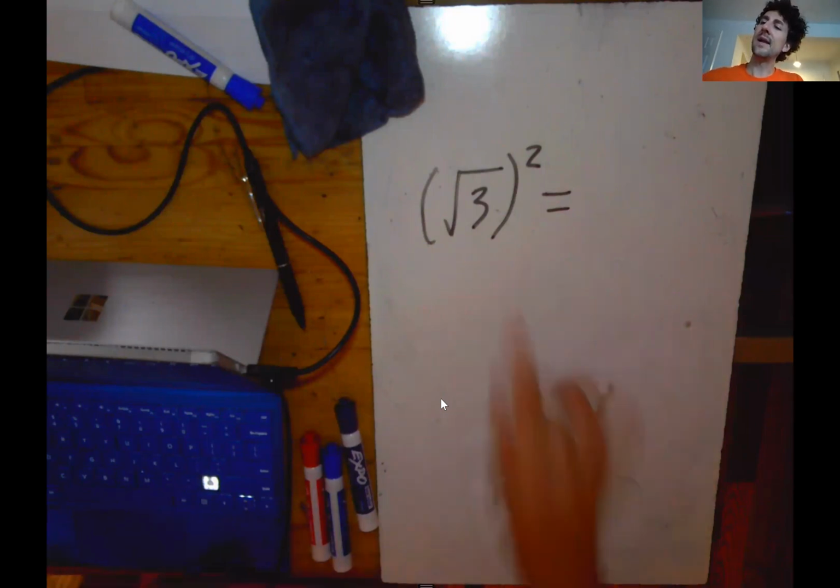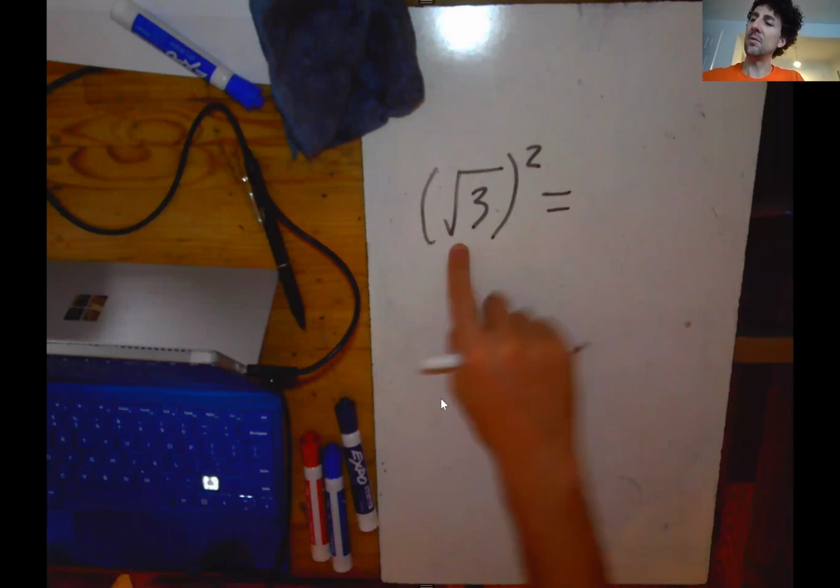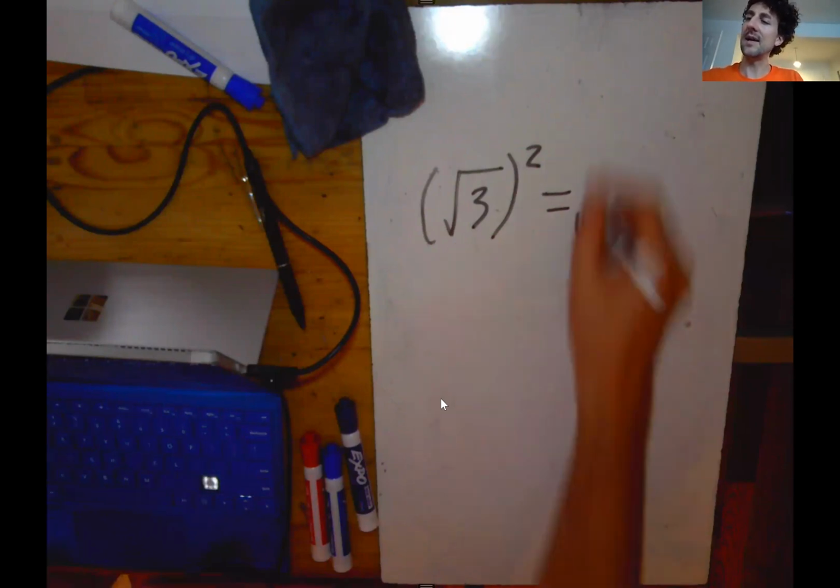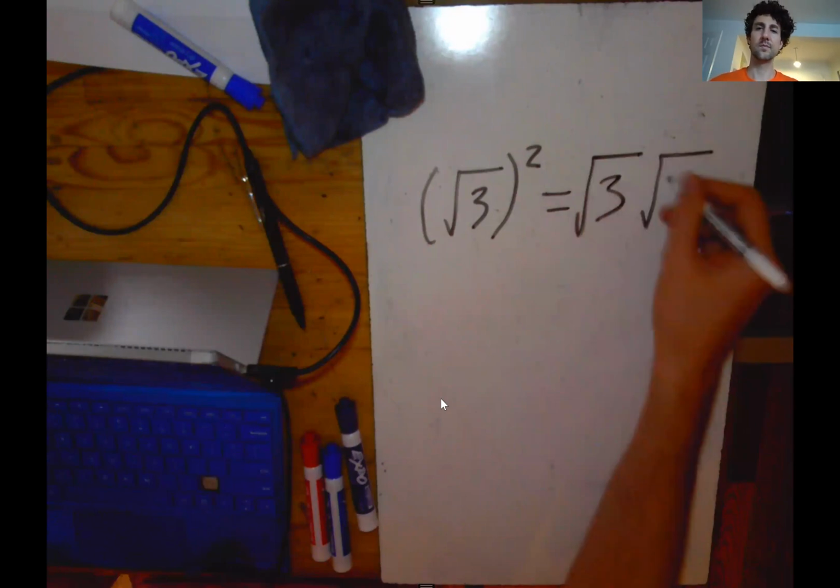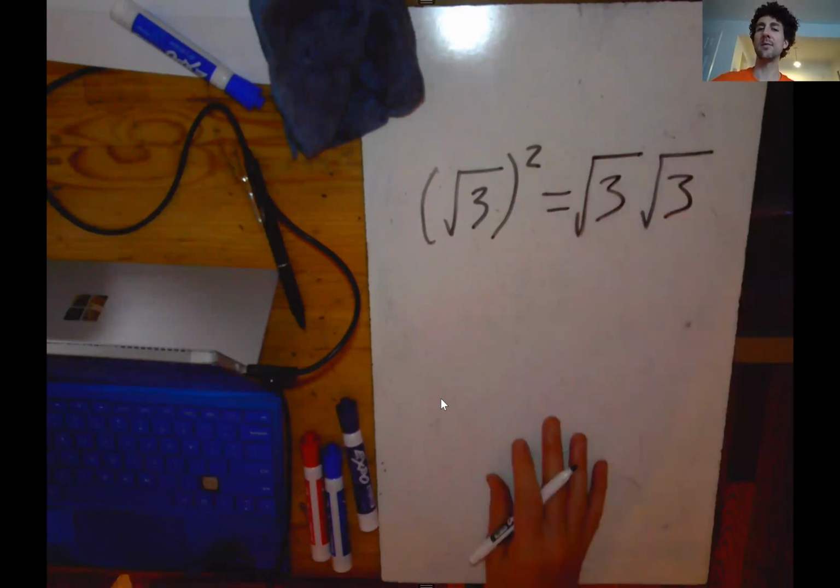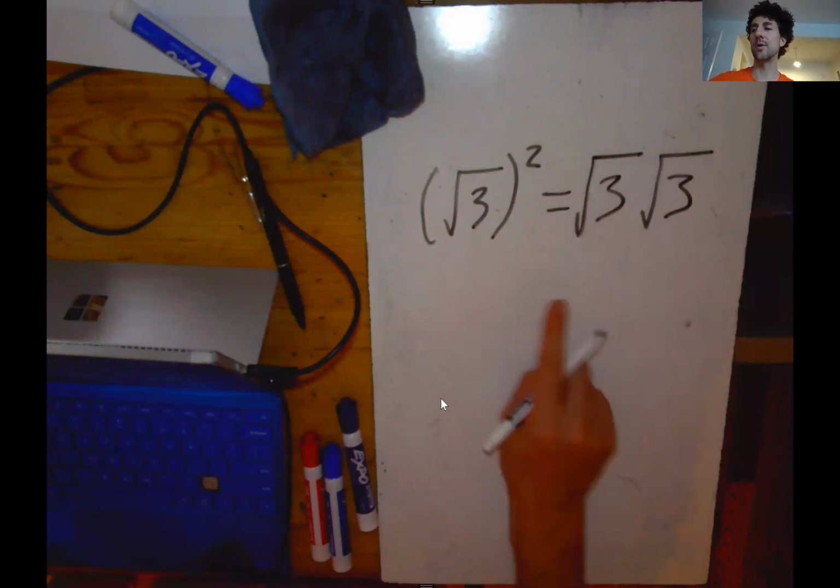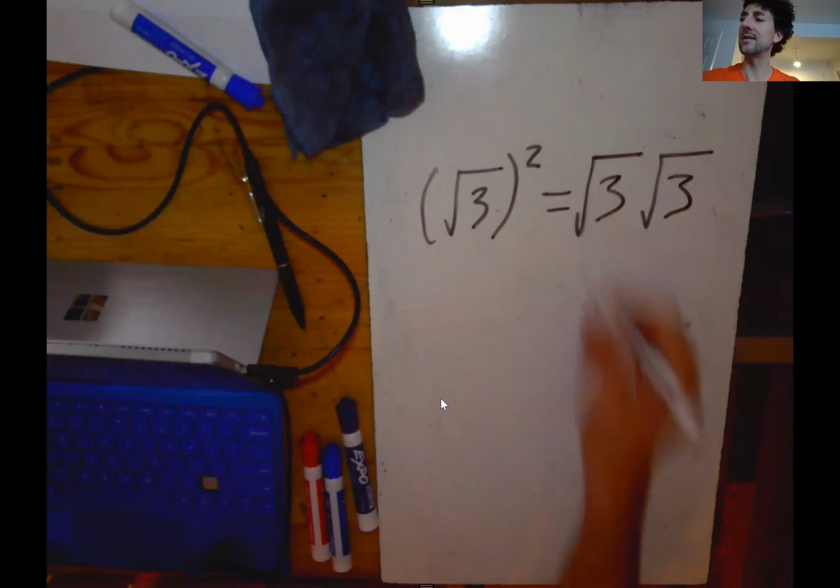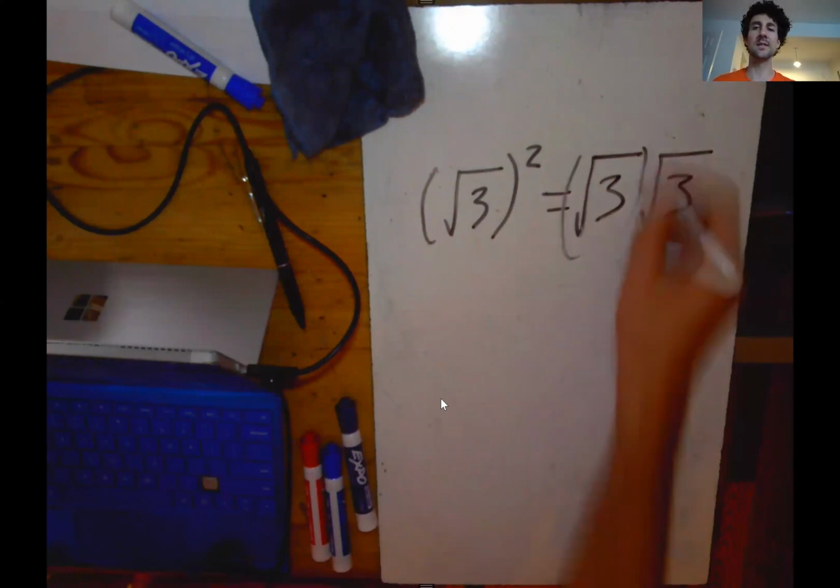So remember that anything to the second power means to multiply it times itself. So square root of 3 to the second power means square root of 3 times square root of 3. You could put parentheses if that makes more sense to you.